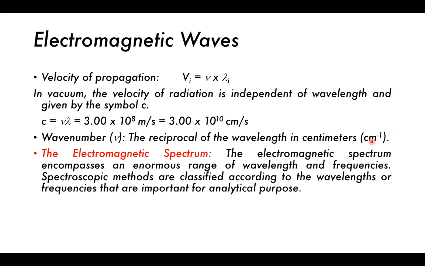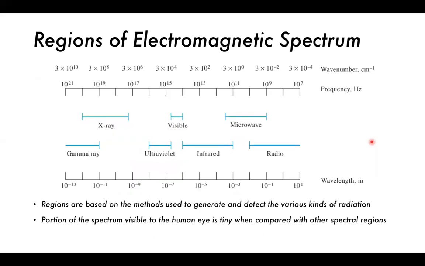The electromagnetic spectrum then, so the electromagnetic spectrum encompasses an enormous range of wavelengths and frequencies. Spectroscopic methods are classified according to the wavelengths or frequencies that are important for analytical purpose. Here are the regions of the electromagnetic spectrum as it pertains to what we will be studying here in this topic. So we have a bunch of regions here, 7 in total, which are labeled gamma ray, X-ray, ultraviolet, visible, infrared, microwave, and radio waves, and they go from high energy to lowest energy here.